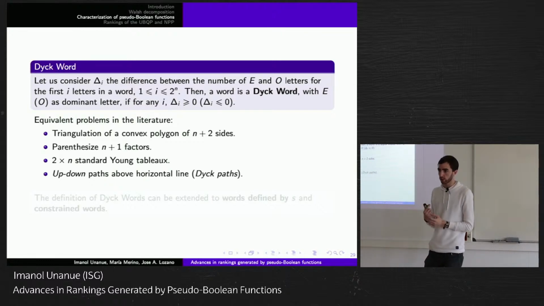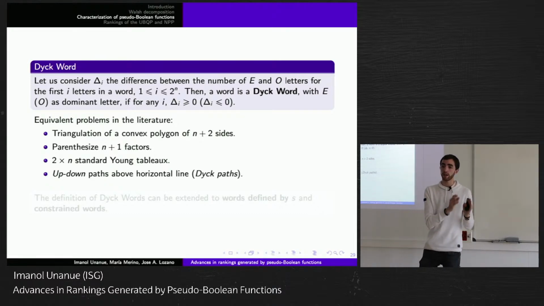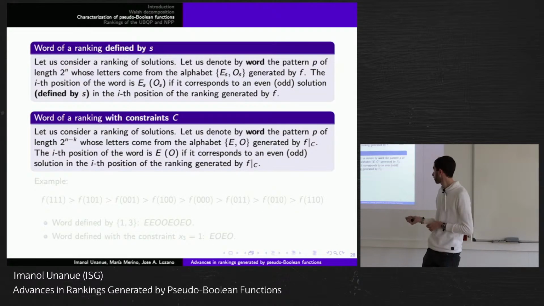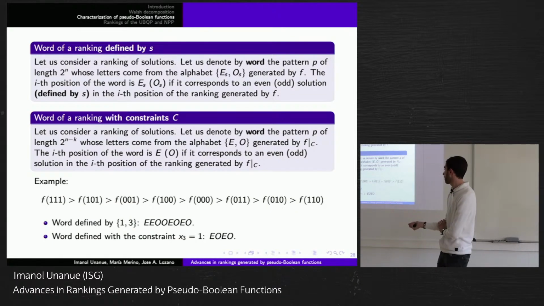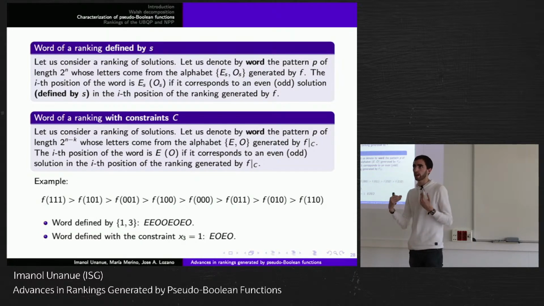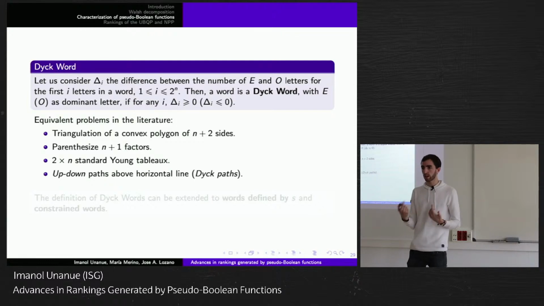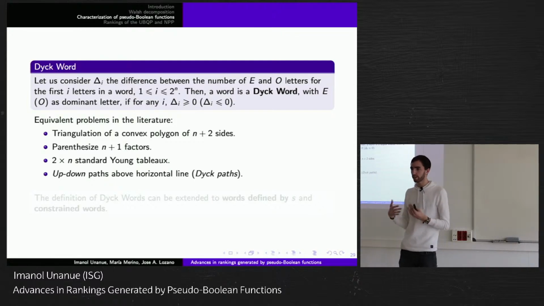There is a particular word which is very relevant, and it will be very helpful to understand one of the main results and to take advantage of the characteristics, which are the Dyck words. Dyck words are the words such that any prefix must always have a higher number of even or odd solutions. For example, in all the examples presented in the previous slide, if we start counting the number of E's and O's, and the difference between them, we will see that every prefix will always have a higher number of even solutions than odd solutions. There are equivalent problems in the mathematical field to count how many Dyck words can be generated with this pattern.